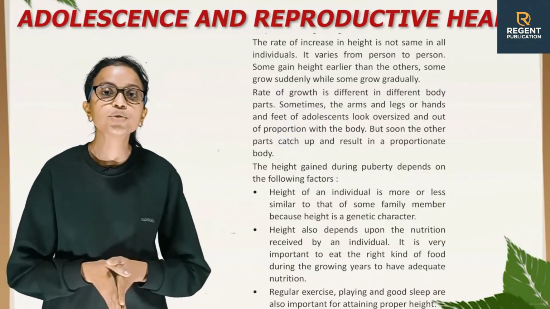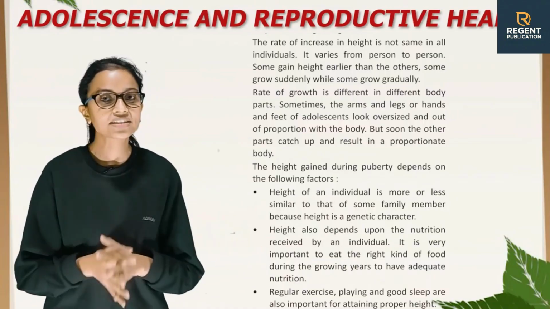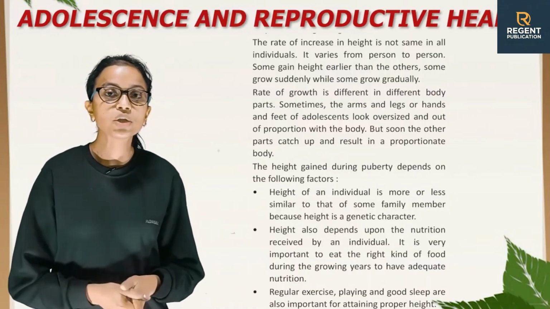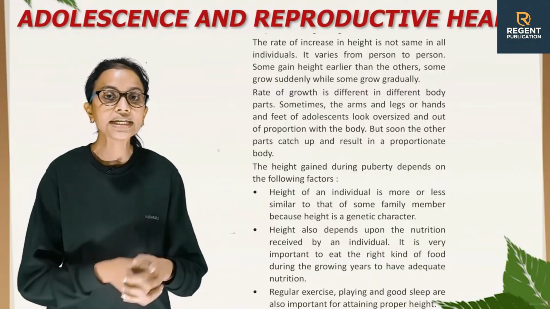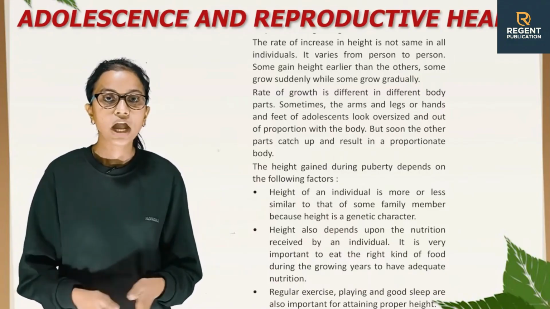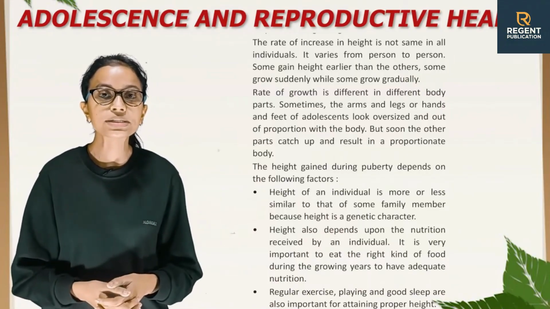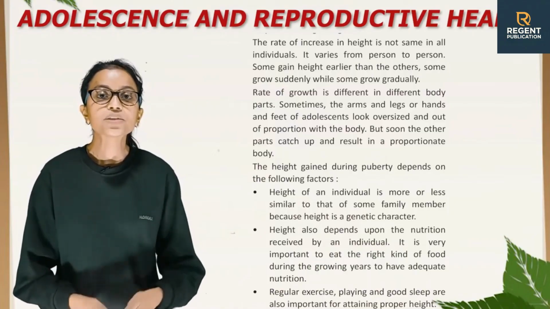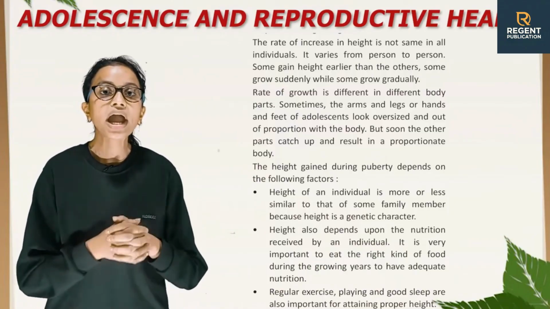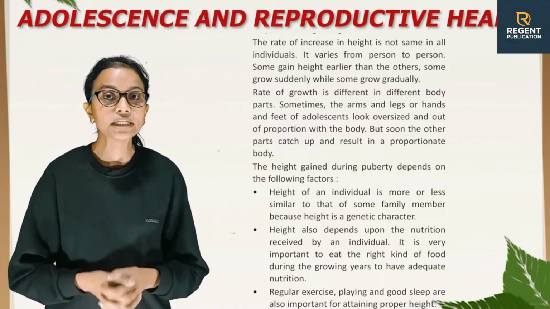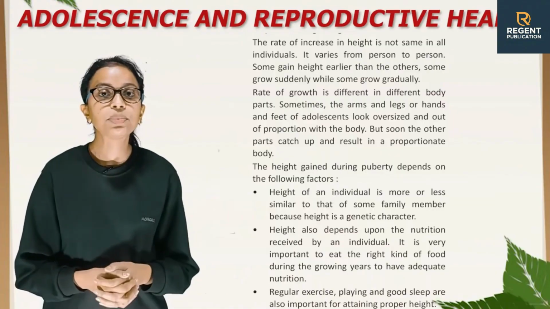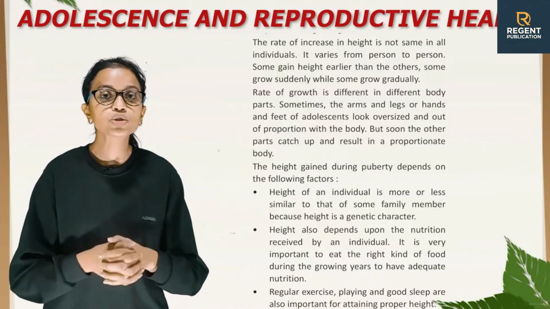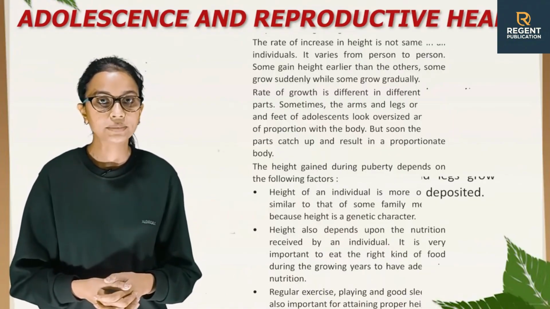The height gained during puberty depends on the following factors. The height of an individual is more or less similar to that of some family member because height is a genetic character. Height also depends upon the nutrition received by an individual. It is very important to eat the right kind of food during the growing years to have adequate nutrition. Regular exercise, playing, and good sleep are also important for attaining proper height.